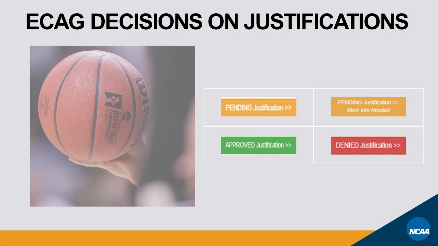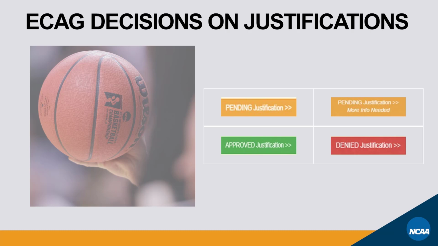All justifications must be submitted prior to the athlete's participation in an NCAA certified event. As long as there is a red requires justification button on the coach's bench, the athlete cannot be added to a roster for an event. Once the coach has submitted the justification, the status will change to pending and the coach will be able to add the athlete to the roster.